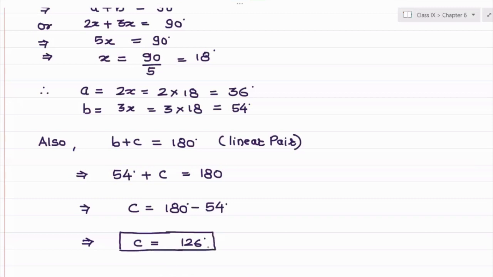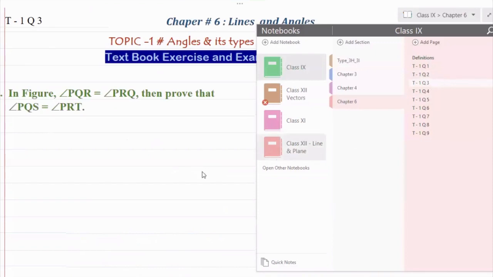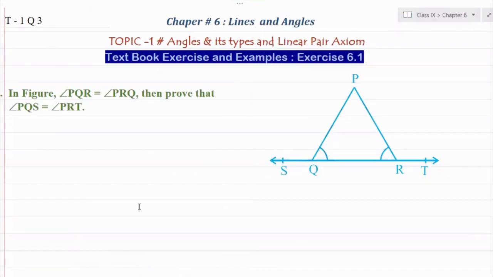Okay, now let us see the next question. The next question is given here as the third one. So in the third question, see the figure is in front of you. What they are saying further, that we can see in the figure, angle PQR is equal to angle PRQ. Two angles are given equal. Then prove that angle PQS and angle PRT are also equal.